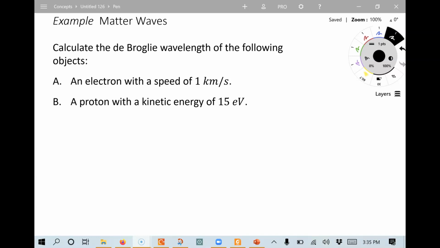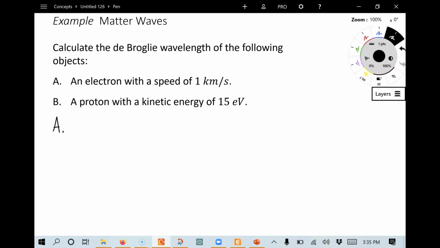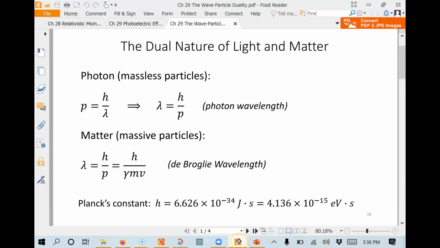So in this case, we're going to have to use the equation that tells us how to calculate the de Broglie wavelength. Now, for a photon, we know that the momentum can be written as Planck's constant over the wavelength, and therefore the wavelength of a photon is related to the momentum: h over p. We use the same equation de Broglie did for the wavelength of a particle with mass, a massive particle, and we can just take that as h over p, and we use the formula for the momentum of a particle with mass. This is the relativistic formula, gamma mv.